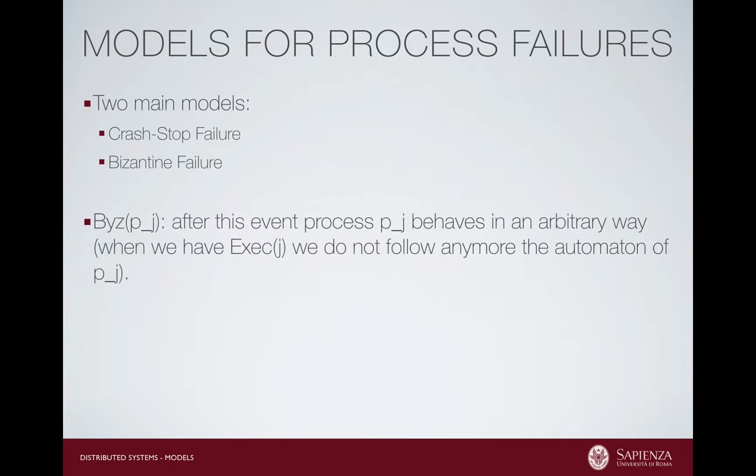And then we have the Byzantine failure, and we model it as the event Byzantine Pj. After this event, process Pj behaves in an arbitrary way. It means that every time Pj executes a step, it does not follow anymore the automaton of process Pj, that is implementing our distributed algorithm. Pj is not following anymore our algorithm, but an algorithm that can be designed by an adversary.